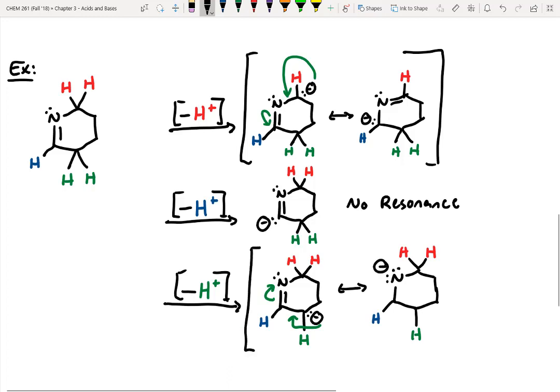So here we've got our resonance structure for this one. Looks reasonable to me. We've got a negative charge on the nitrogen. Whoop, I'm missing my double bond right there. That's why I keep everybody around.